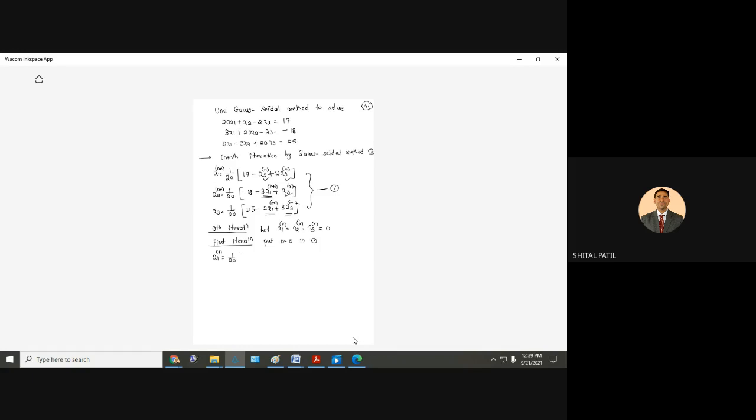1 upon 20, 17 minus plus 2x3 raised to 0. So it is 1 upon 20 times 17, that is 0.85. Correct. Next, x2 raised to 1: 1 upon 20 times 18 minus 3x1 raised to 1, huh? And that will make the difference.